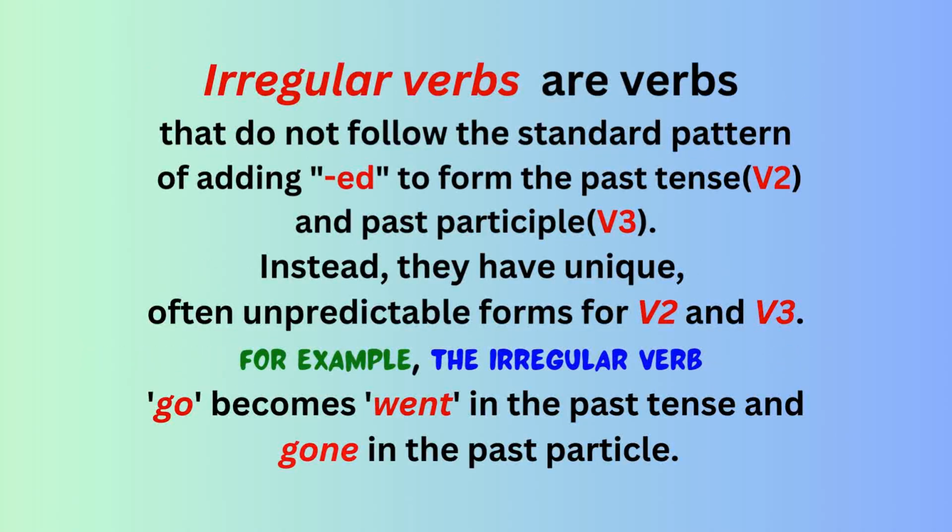Irregular verbs are verbs that do not follow the standard pattern of adding ed to form the past tense and past participle. Instead, they have unique, often unpredictable forms for V2 and V3. For example, the irregular verb go becomes went in past tense and gone in the past participle.